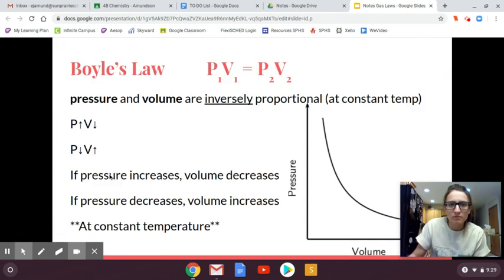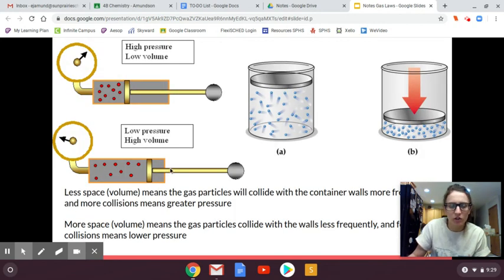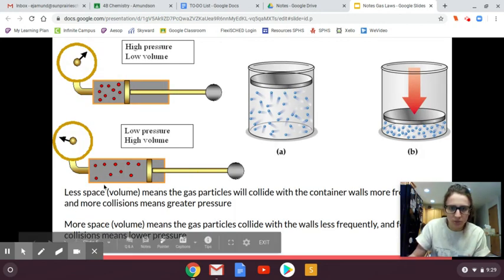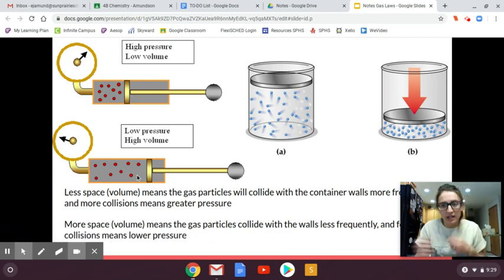If we were to increase the volume here, in this picture below, now if we give the gas particles more space to move around, they're just not going to hit the walls of the container as often. So in this one, there would be fewer collisions. And we know that fewer collisions means lower pressure, okay?